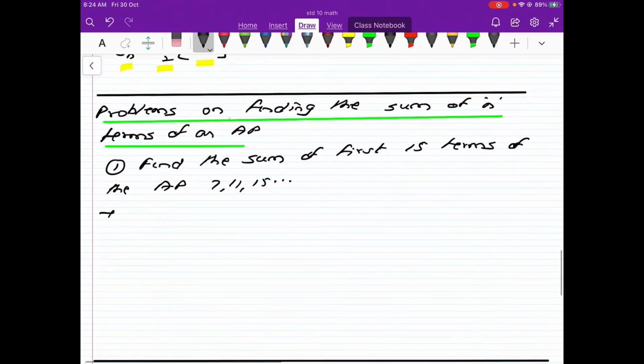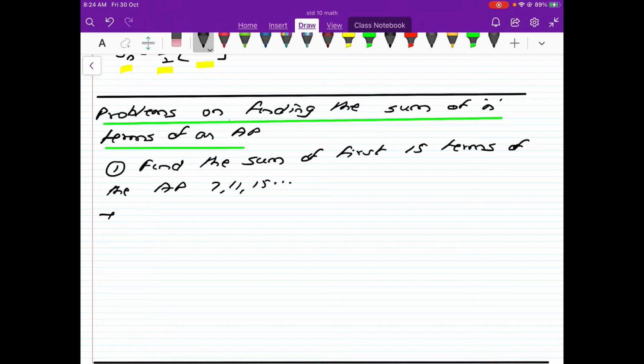So let's go and see some sums on this. These are problems on finding the sum of the n terms of an AP. We will start with very simple ones. Find the sum of the first 15 terms of an AP, 7, 11, 15 and so on. If you see, this is an infinite AP, so accordingly we will be using the formula for infinite AP. But before that we will just write down the details. The first term is 7. Then the common difference is 11 minus 7, it is 4. And what is our n required? It is 15. So we want the sum of the first 15 terms.